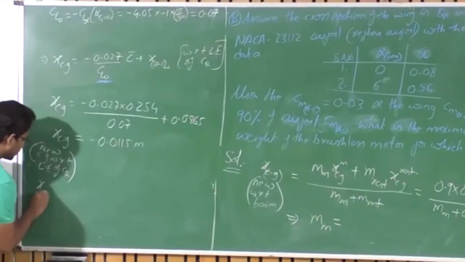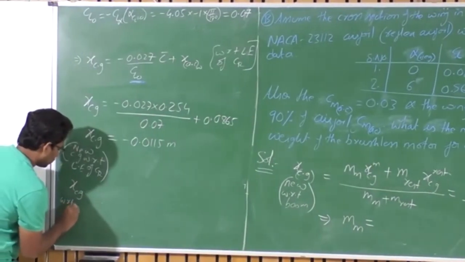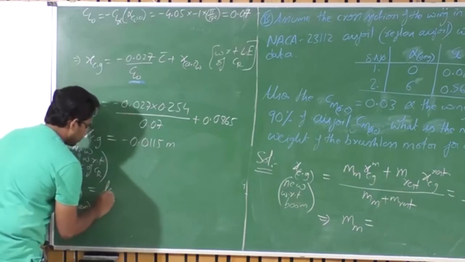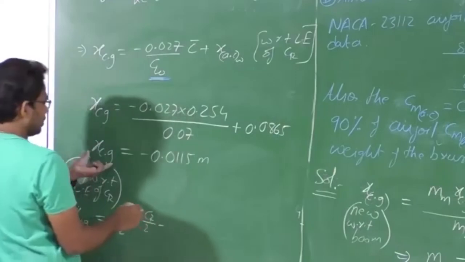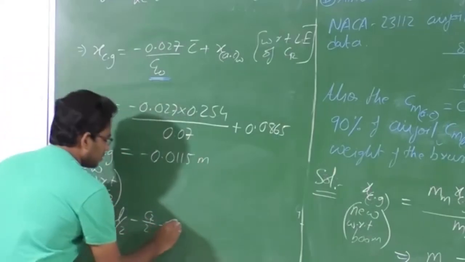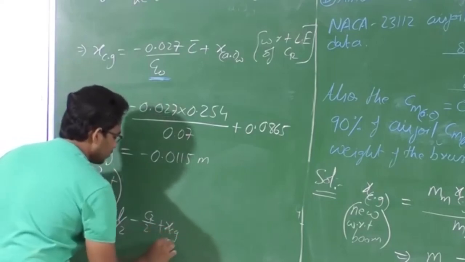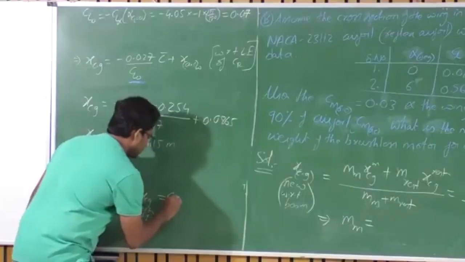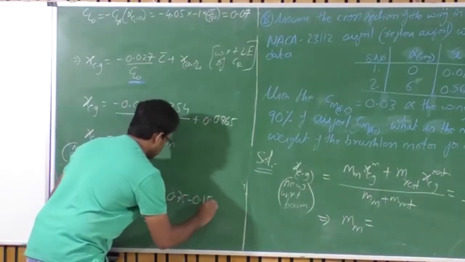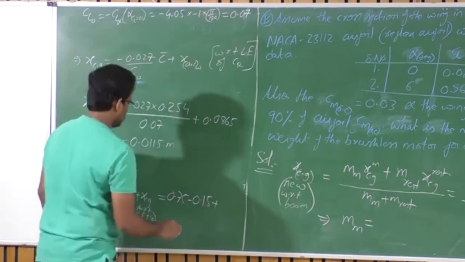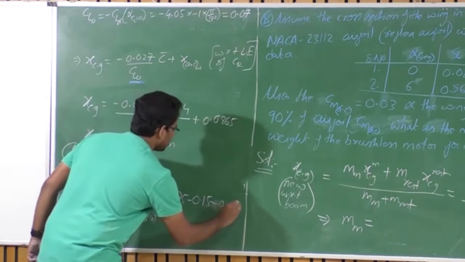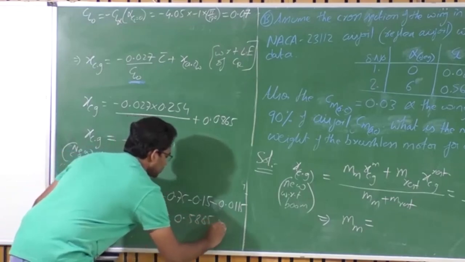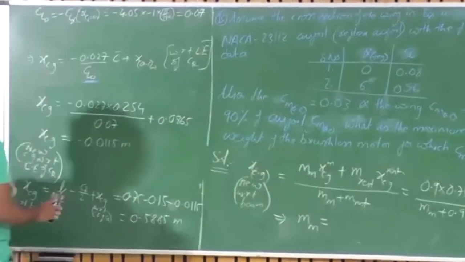So XCG with respect to the boom is equal to L by 2, which is the length of the boom by 2, minus CR by 2, plus XCG. If you do a vectorial sum, it is this; otherwise you take the absolute value of it. Plus XCG with respect to the leading edge of CR. So this is how much? 0.75 minus 0.15, right? Plus, or this is minus 0.0115. What is the value? 0.5885.